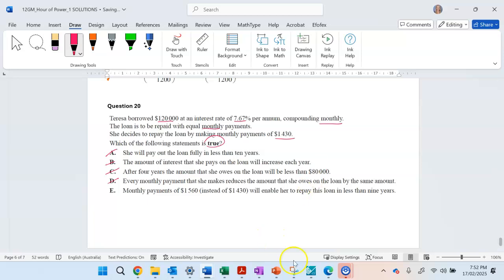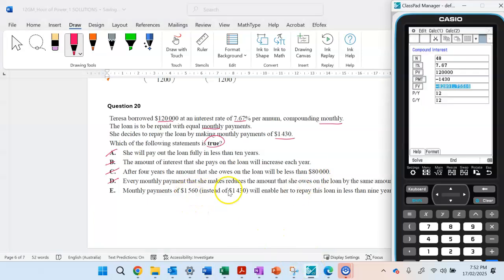All right, and this is where you hope that it's E. Monthly payments of that will enable her to repay the loan in less than 9 years. Okay, so we want to put that back to 0. We're going to change the payment. So she's increased her payment by that amount and in less than 9 years. So we want our N to be less than 9 times 12. So 9 times 12 is 9, oh my gosh, how can I not do 108? So it would take 106 months. Oh, well, just over 106 months.